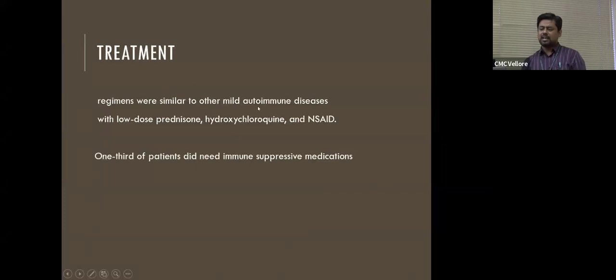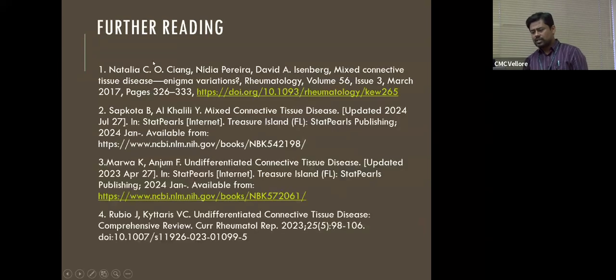The treatment regimens, again, are to be individualized, based on which symptoms are predominant. If it's lupus-like symptoms, you treat like lupus. If it is a myositis-like picture, you treat like myositis, and rheumatoid-like features, you treat like rheumatoid. So 1/3 of the patients will probably not need immunosuppressives and will manage with HCQ and steroid, but others may need them. So these are the further readings that you can do on these topics.